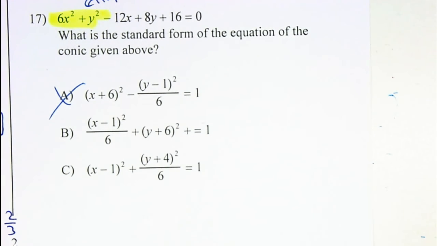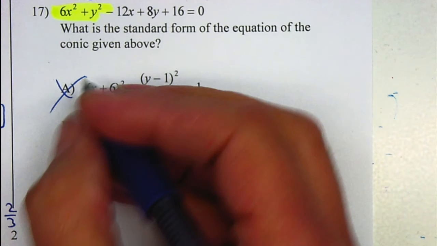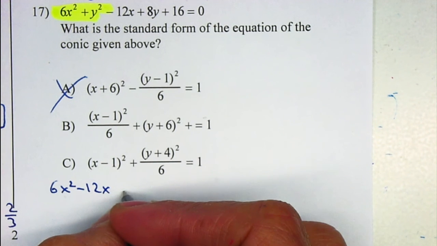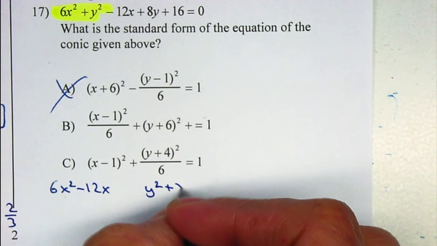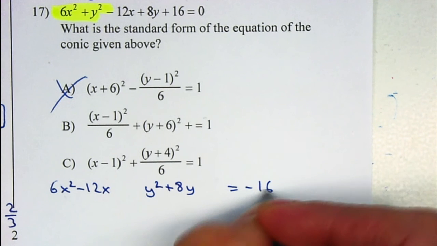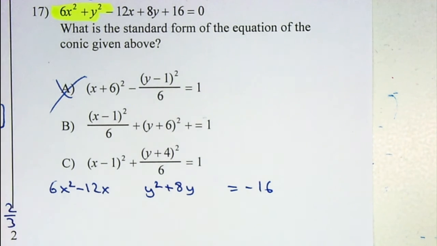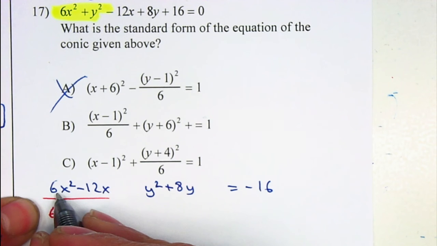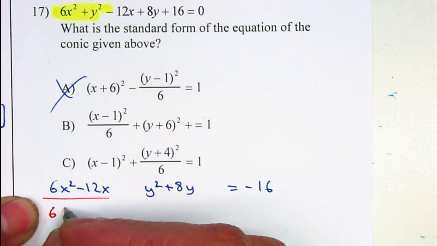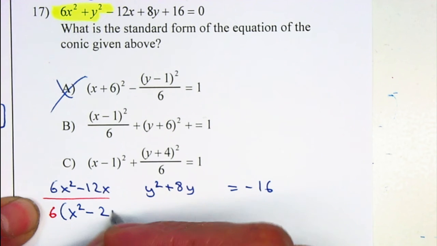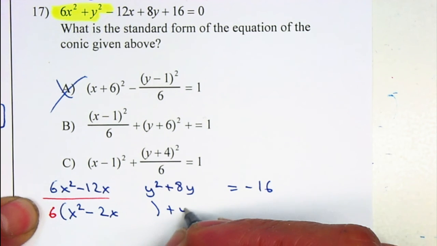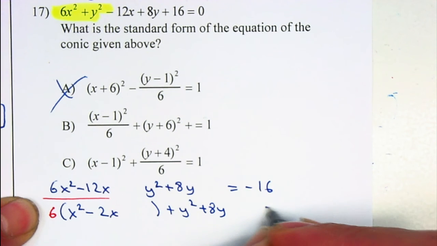Now let's complete the square. I'm going to group my x's together, so I have 6x squared minus 12x. I'm going to leave some space. Group my y's together, y squared plus 8y. Leave some space, equal to negative 16. I'm going to factor 6 from here. You can't complete the square if there's a coefficient that's not 1. So if there's a coefficient, factor it out. I have x squared minus 2x, leave some space. Then we have plus y squared plus 8y, leave some space, equal to negative 16.